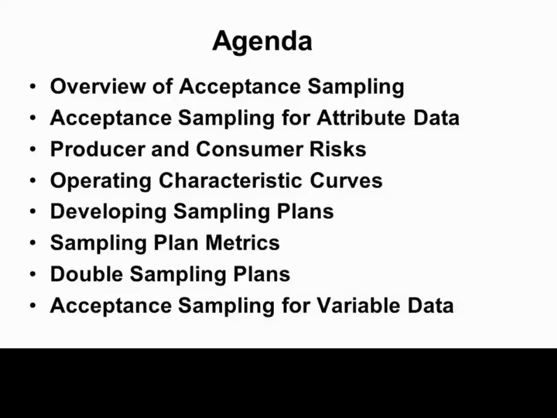The key thing I want to focus on, though, is that we're going to be focusing on how we quantify risks of making wrong decisions and making sure that our sampling plans account for the risks of making errors, and specifically that we control the risks. So by way of an agenda, I'm going to start off just with a quick overview of what is acceptance sampling.